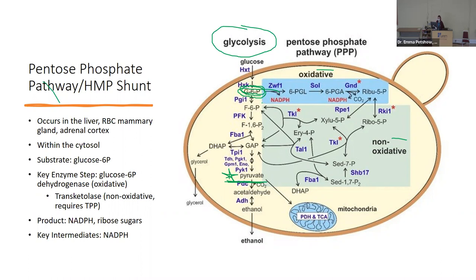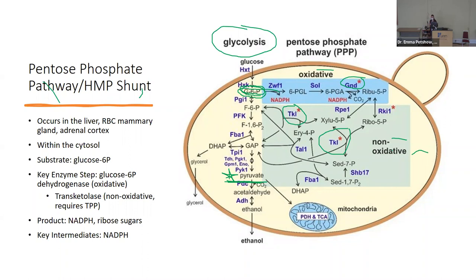Again, this is our oxidative pathway up here. It then moves to our non-oxidative pathway down here. Everything's abbreviated because I don't want you to memorize all these things on the slide. It's not worth your brain space unless you're going to be a biochemist. This enzyme here is transketolase. Sorry, my pointer goes away, so I'm randomly circling things. Okay, there we go. That's your transketolase. Your glucose-6-phosphate dehydrogenase. Your products, again, NADPH and ribose sugars. And your key intermediate is NADPH. That's the key thing you're producing here.